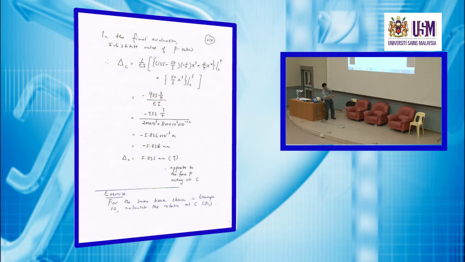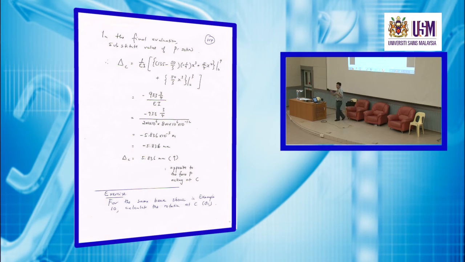In the final evaluation, you put back the value of P here, then you get this negative. So what is the meaning of negative? It's the same as when you solve using the virtual work method, negative means the displacement is opposite to the one that you assume for the load. That's why you get negative. So the final answer indicates the correct direction and the magnitude. You get negative because the displacement is actually going up, not going down. You assumed your load going down, but you get negative, meaning the displacement at point C is actually going up. Okay, it's opposite to the force acting at C.